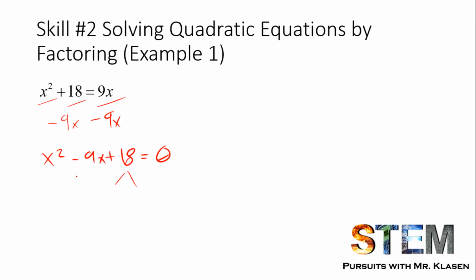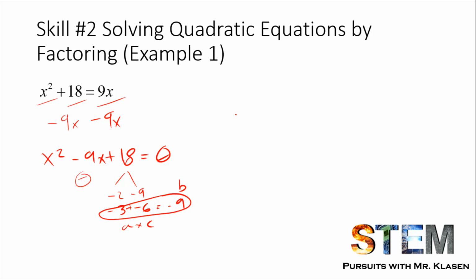We see that this is a positive term here, so we're going to want negative factors to make our 18. So, if we go negative 2 times negative 9, that doesn't work out. Negative 3 times negative 6. All right, we add those together, we get negative 9. We now have our B term, and we have our A times C situation satisfied here.